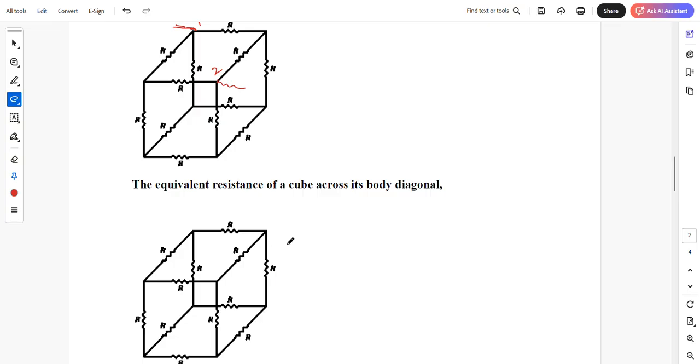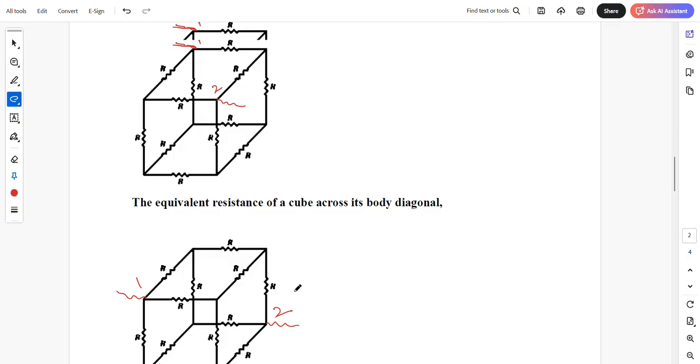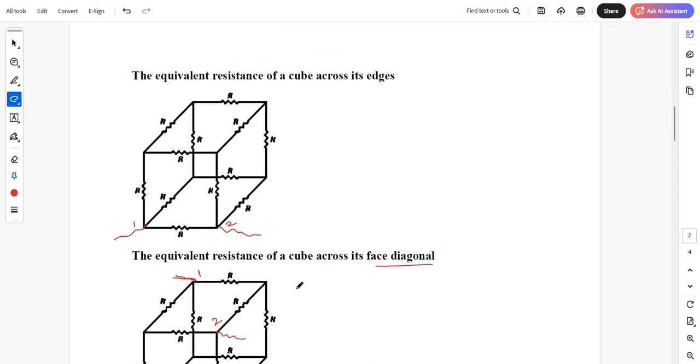Now next is the equivalent resistance of a cube across its body diagonal. What is meant by body diagonal? Body diagonal is nothing but from this corner, this is 1 and this is 2. How to proceed with this one? Whatever they are asking, I am marking as 1 and 2.